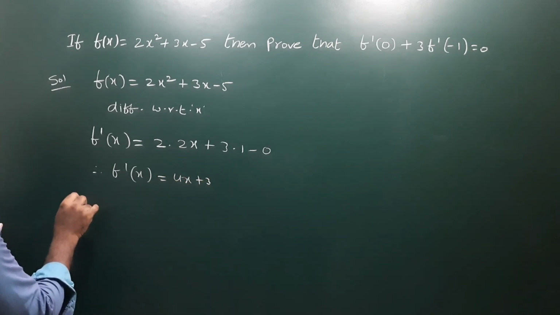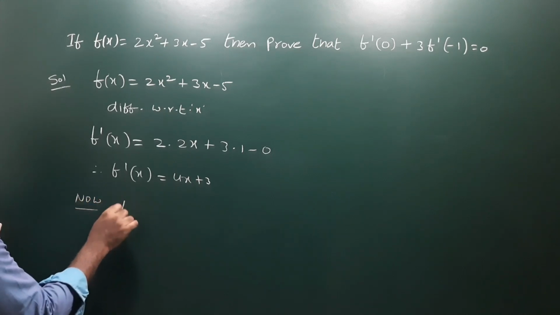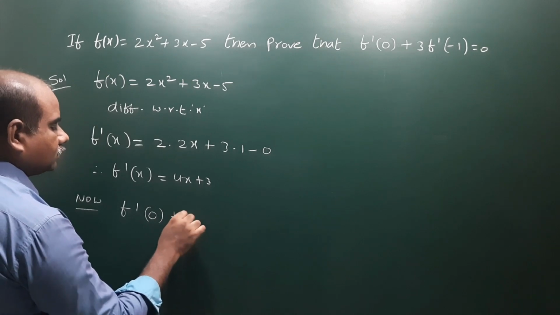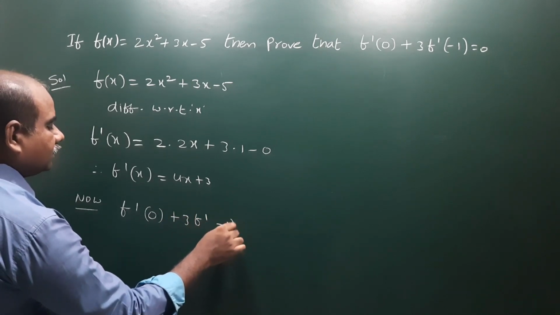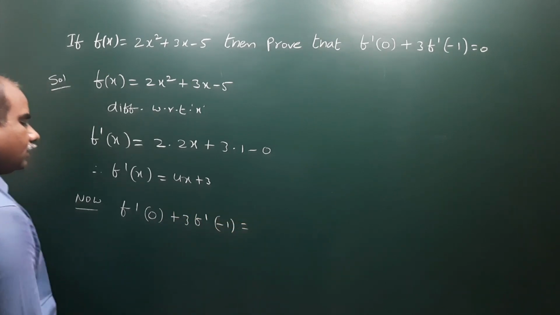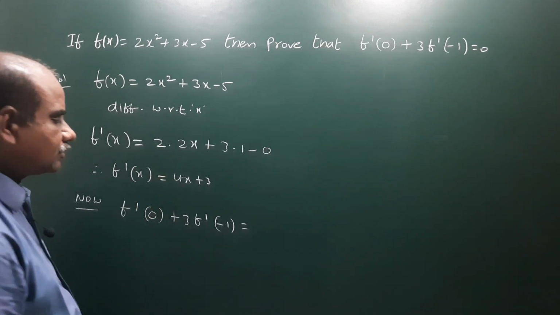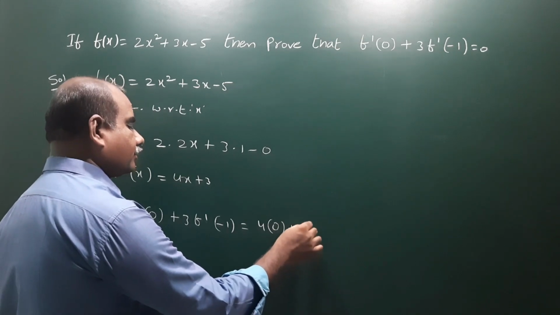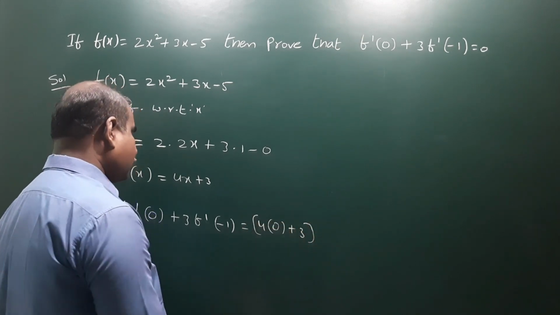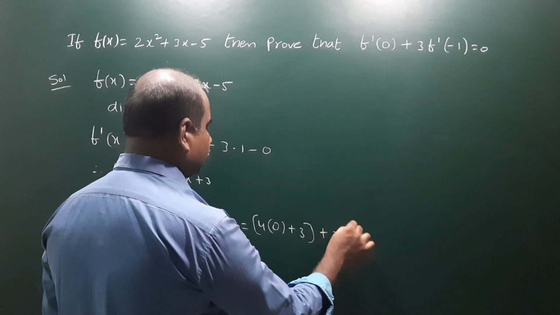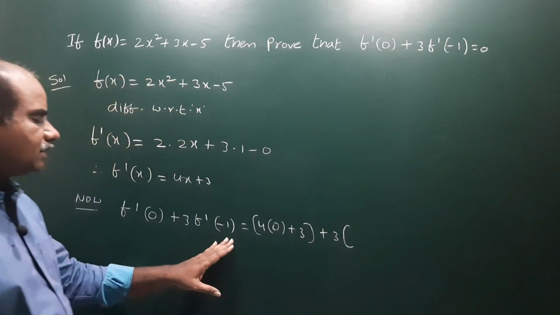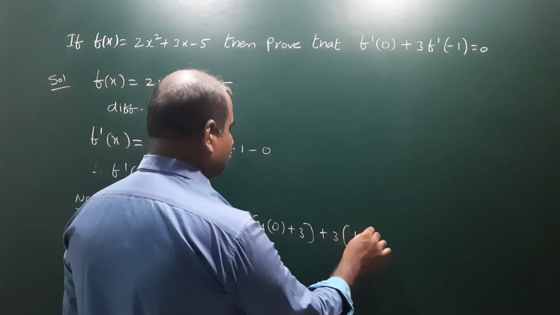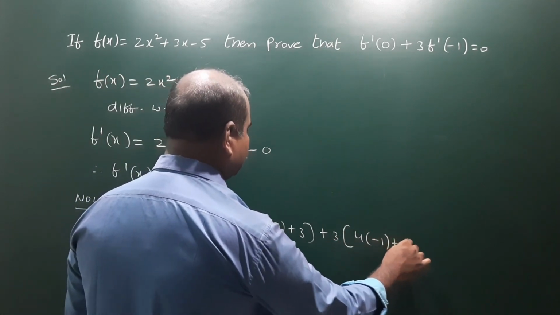Now, take f'(0) + 3 into f'(−1). For f'(0), we have to substitute 0. 4 into 0 plus 3. So that is one value, plus 3 into f'(−1). So for x, we substitute −1. 4 into −1 plus 3.